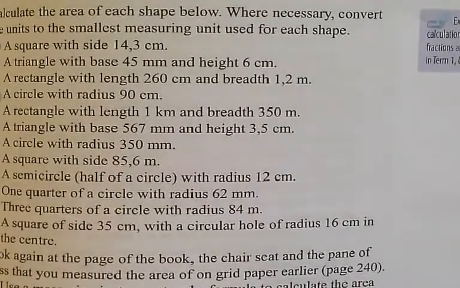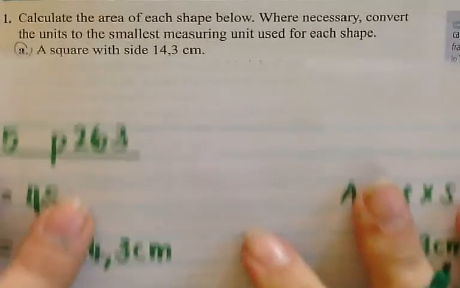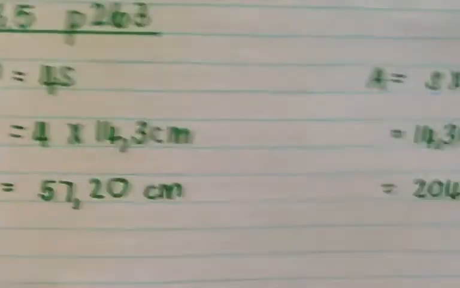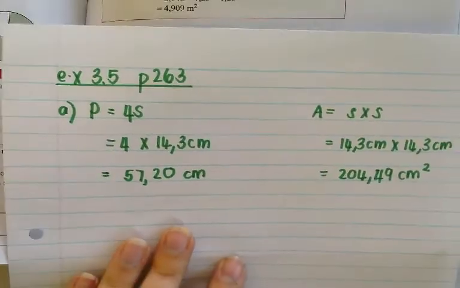And then my area would be side times side, or side squared. So it'd be 14.3 centimeters times 14.3 centimeters, which is 204.49 centimeters squared. So that is my first one, where I have a square with a side of 14.3. There's my perimeter and area for number 1.